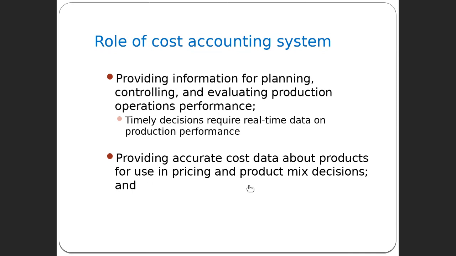Next, providing accurate cost data about products for use in pricing and product mix. So now when the product is being manufactured, we are very concerned about the cost of one product because we need to know that for pricing. We need to know what the cost of the product is before we can decide how much we can sell it for. We definitely cannot sell something at a price lower than the cost, because that would generate a loss, and the business does not want that. So we need to know the cost of the product, pricing, as well as product mix.